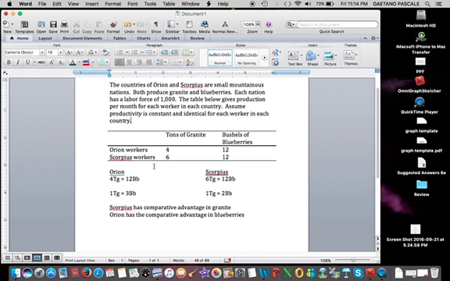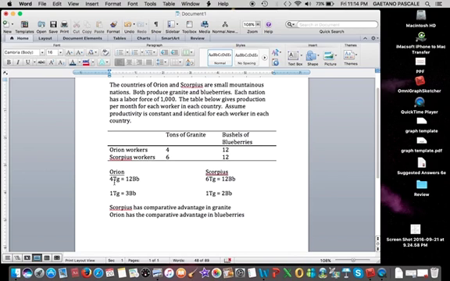So the way I normally tell students to do this is set up this as an equivalence. Let's just take a look at one worker. This is a typical worker. If we took one worker in a month, they could produce 4 tons of granite. That same worker could produce 12 bushels of blueberries. So in the time that they produced 4 tons of granite, they could have produced 12 bushels of blueberries. So let's say in that time frame, the output is equivalent.